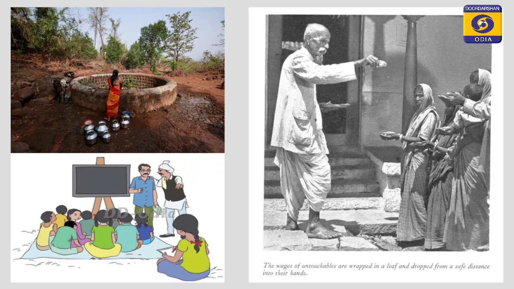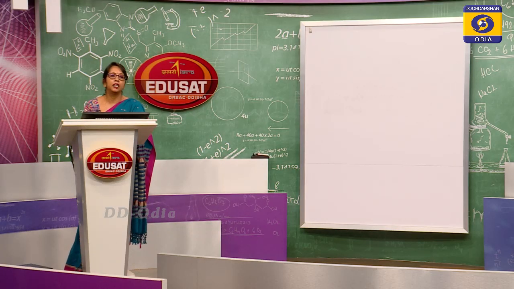And in the third picture, you see a tall old man trying to give money to the Dalit women who are standing in front of him with begging hands. Here the wage of these untouchable women is paid by the old man by wrapping the money under a leaf and dropping it from a safe distance, so that ritual purity is maintained. This is an example of untouchability. Even in many villages of Odisha, Dalit people are not allowed to come in direct contact with the upper caste people. This is one of the best examples of it.